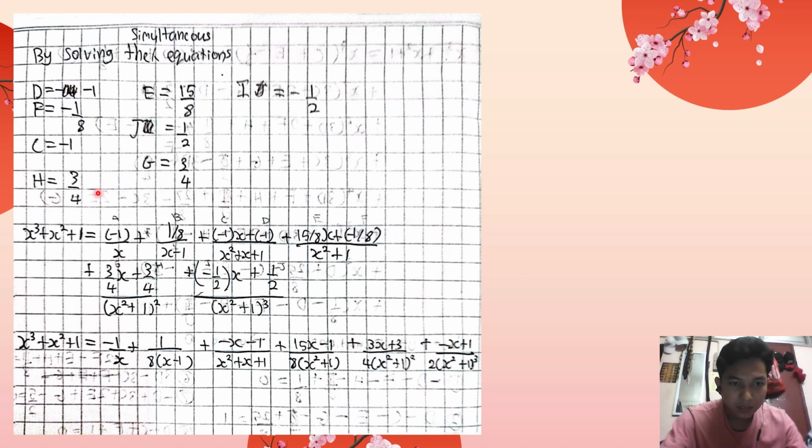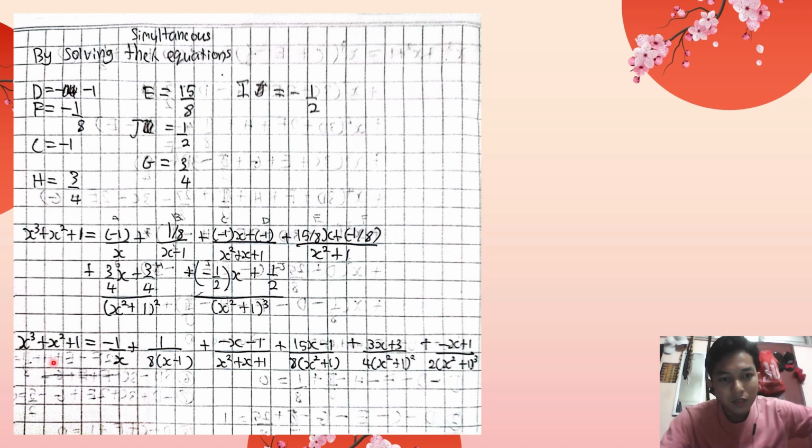And now we can replace them into the first equation that we got from the partial fractions: x to the power of 3 plus x to the power of 2 plus 1 equals negative 1 over x, plus 1 over 8 over x minus 1, plus negative 1x minus negative 1 over x to the power of 2 plus x plus 1, plus 15 over 8x plus negative 1 over 8 over x to the power of 2 plus 1, plus 3 over 4x plus 3 over 4 over the bracket of x to the power of 2 plus 1 to the power of 2, plus negative 1 over 2x plus 1 over 2 over the bracket of x to the power of 2 plus x plus 1 to the power of 3.